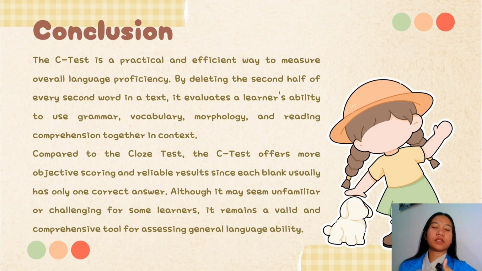Okay, so the conclusion in this part 1 is the C-test is a practical and efficient way to measure overall language proficiency. By deleting the second half of every second word in a text, it evaluates a learner's ability to use grammar, vocabulary, morphology, and reading comprehension together in context.